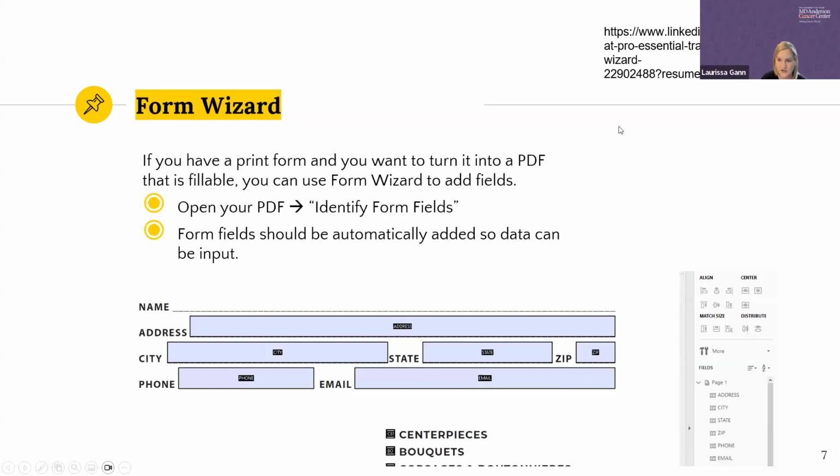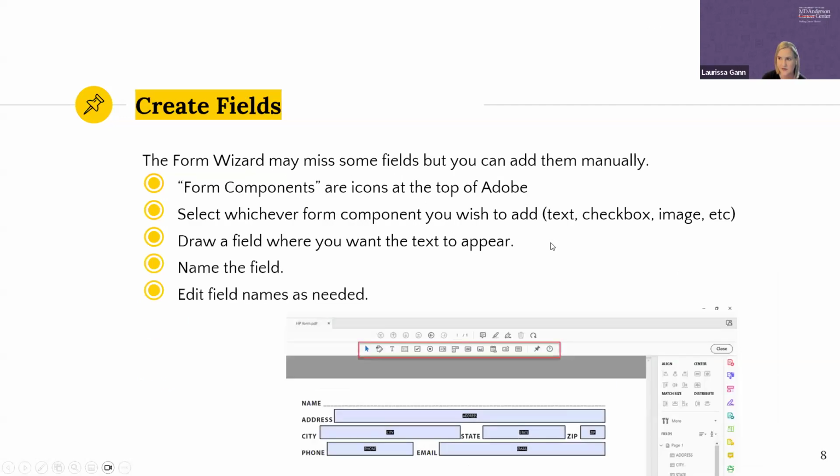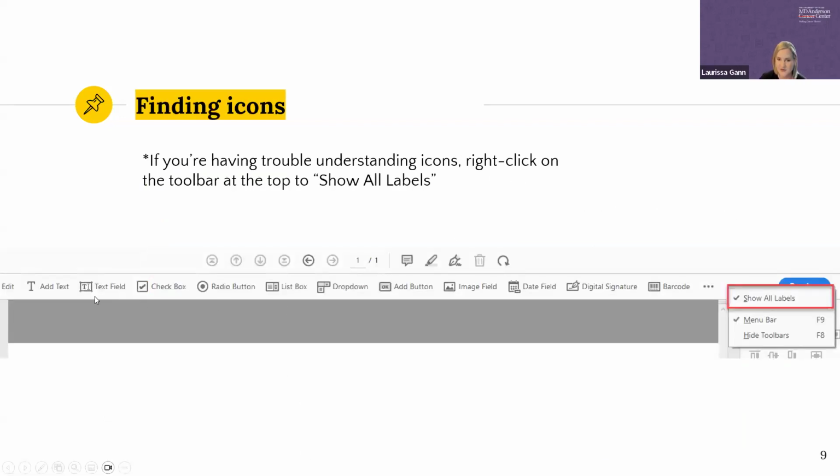So if you're visual and you need to see it happening, they have this on LinkedIn Learning and you can watch it again. So basically we can just draw boxes where we want form fields, and that works pretty well too.